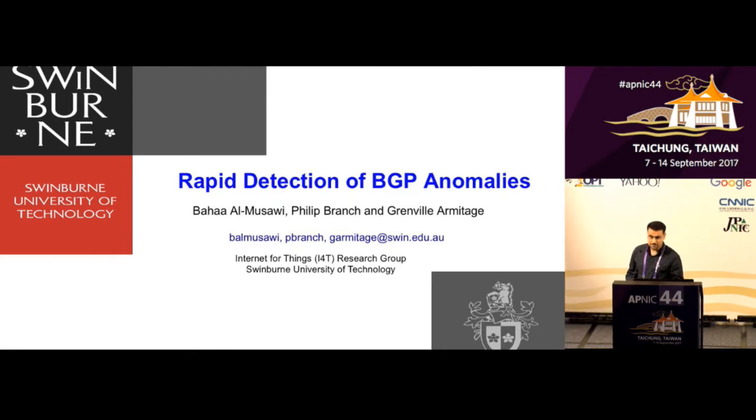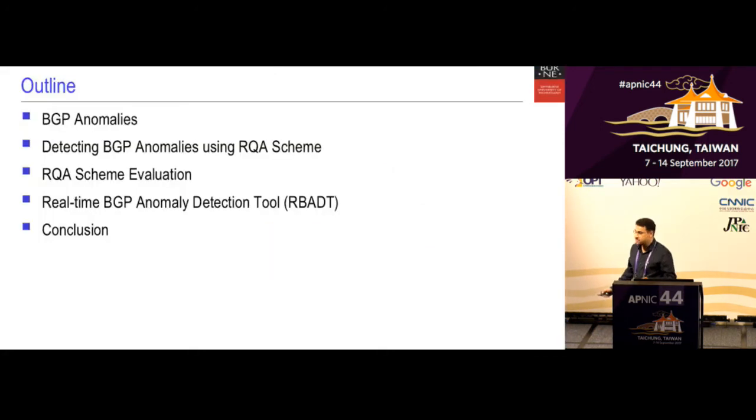So let's start with BGP, my outline. First a brief discussion of BGP and the challenges of detecting BGP anomalies, and then I will introduce my detection tool, which is based on using the RQA scheme. Then the evaluation of my scheme, then how we developed my scheme to be a real-time anomaly detection tool, and then I will conclude my talk.